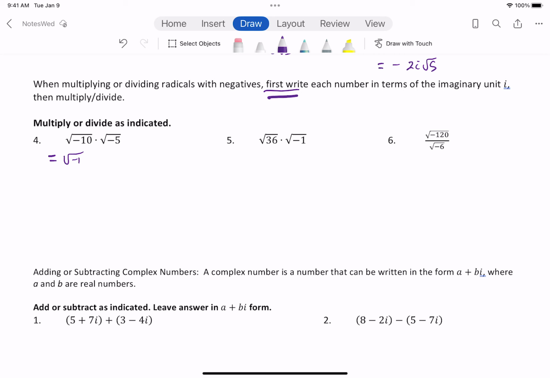So this first one would be the square root of -1 times the square root of 10. This one is the square root of -1 times the square root of 5. And then we know the square root of -1 is i. And then I have i times i. It works just like other variables. If we multiply like bases, we add the exponents. So i times i is i squared. And now we can combine what's under the roots.